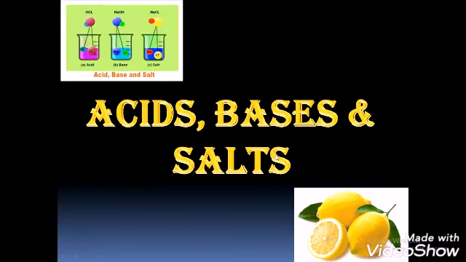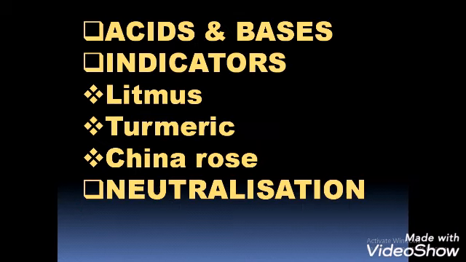Okay, today we are going to discuss a new chapter, acids, bases and salts. Are you ready? These are the important points we want to discuss in this video. First one, acids and bases. Second one, indicators, which include litmus, turmeric and china rose indicators. Then neutralization. These are the main points we want to discuss in this video.